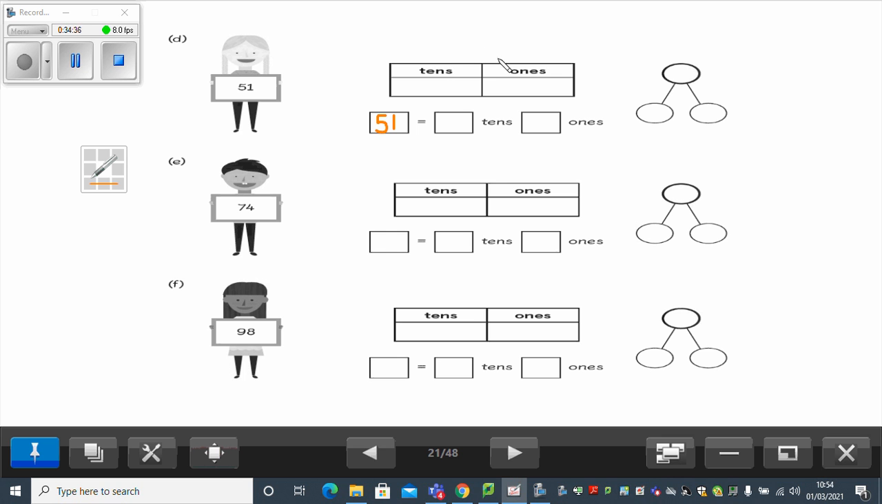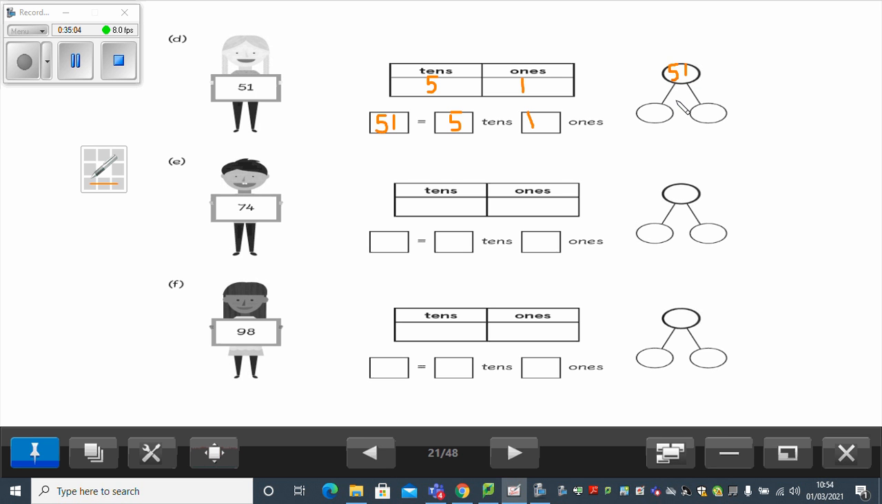Let's fill in our tens and ones on the place value. So we have 5 tens, that's our first digit in 51. How many ones? We have 1. So 51 has 5 tens and 1 one. Let's fill our whole part model. So again, our whole number is 51.